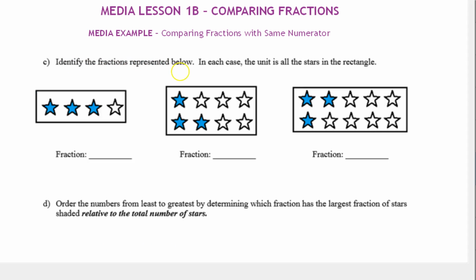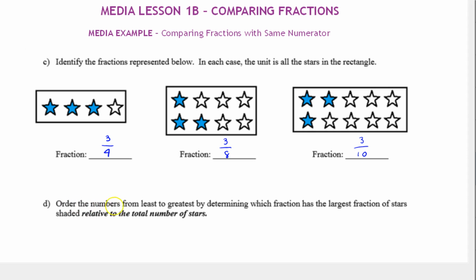Identify the fractions represented below. In each case, the unit is all the stars in the rectangle. So for this first one, we have 4 stars and 3 of them are shaded. So this represents 3/4. Here we have 1, 2, 3, 4, 5, 6, 7, 8 stars, and 3 are shaded. So we have 3/8. And finally, here there's 10 stars, and we have 3 of them shaded. So we have 3/10.